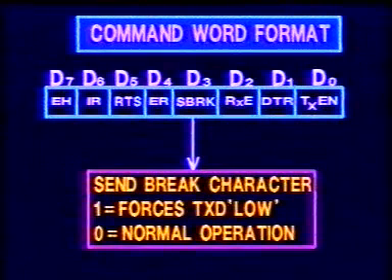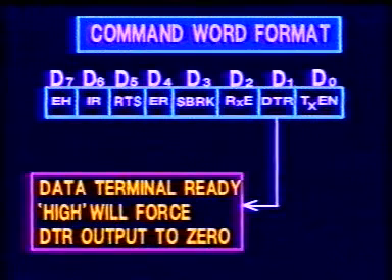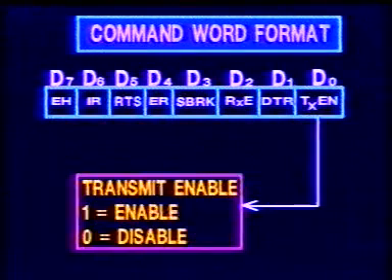The D3 bit makes the transmitter send continuous break characters. The D2 bit enables the receiver. The D1 bit controls the data terminal ready pin. The D0 bit enables the transmitter.